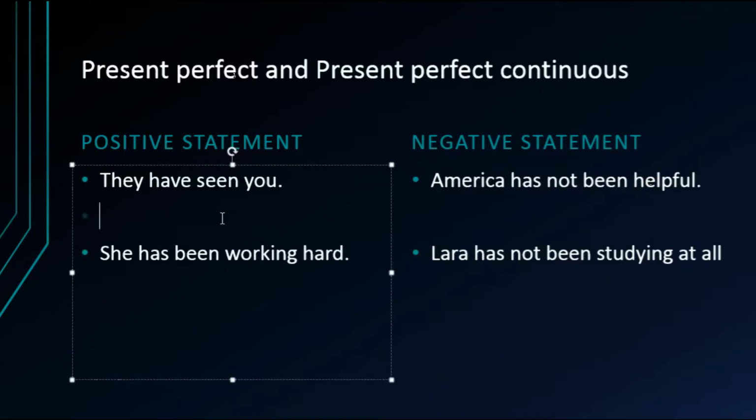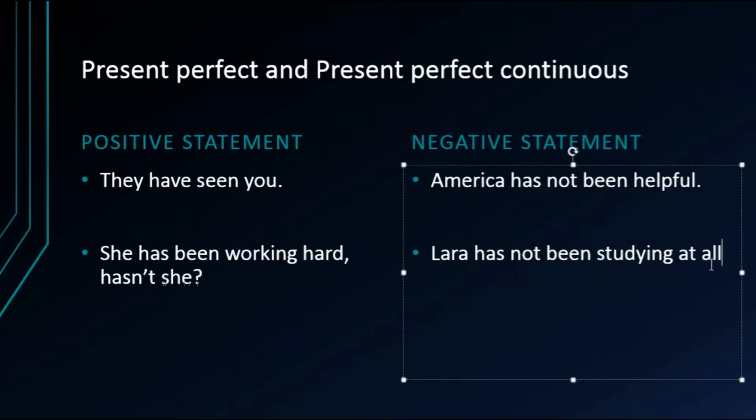I'll do 2 examples here as well. Let me do this one. It's a little bit trickier, I suppose. She has been working hard, right? So my helping verb is has. Because it's positive, it's going to be negative, and my subject is she. So she has been working hard, hasn't she?